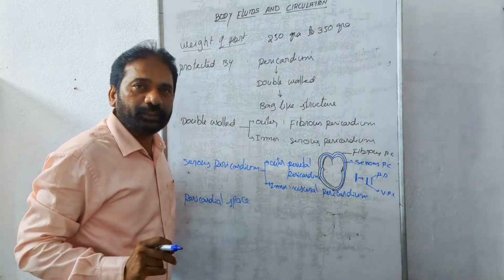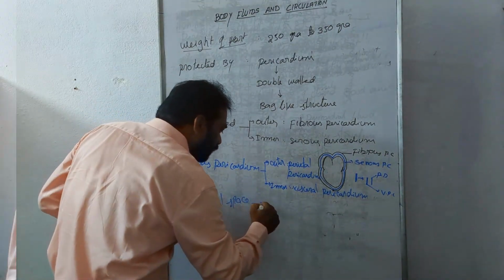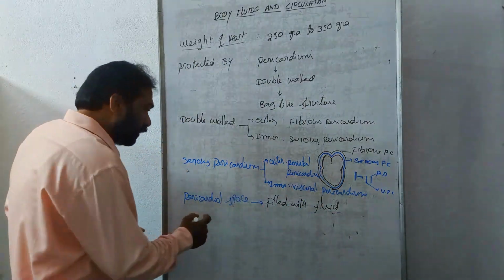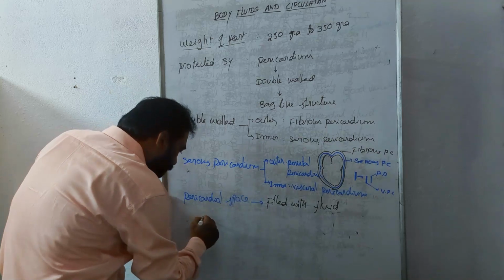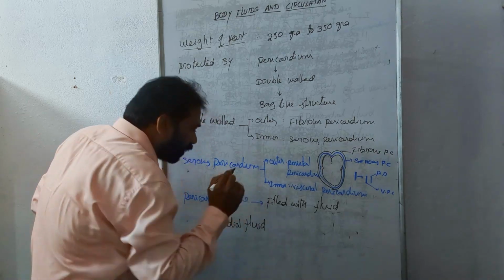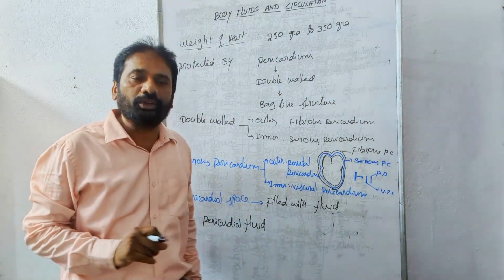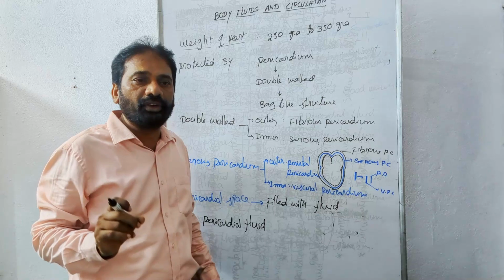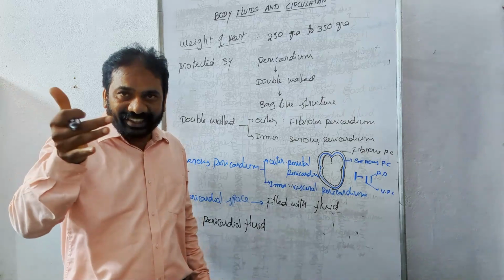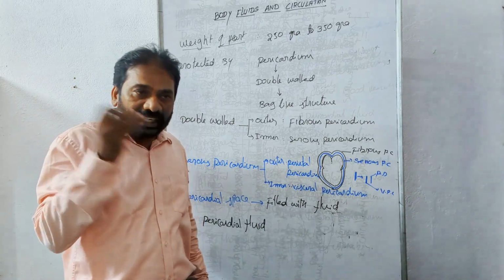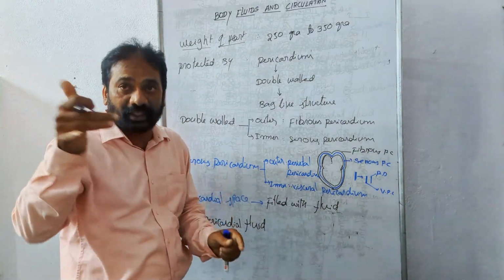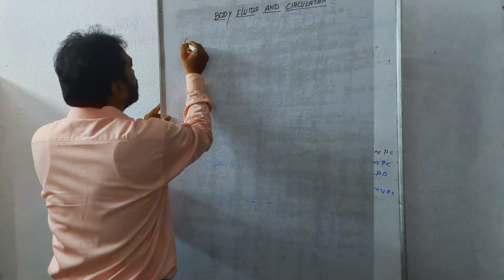What is the importance of this space? This pericardial space is filled with fluid. That fluid is called pericardial fluid. So what is the importance of this pericardial fluid? This fluid acts as a shock absorber. Any external shocks, this fluid will protect the heart from those external shocks.